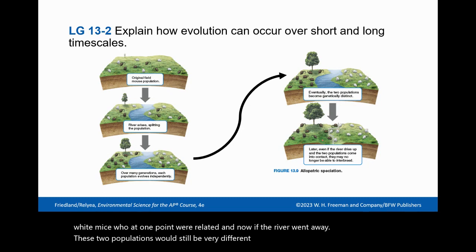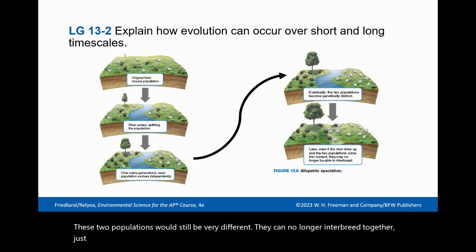They can no longer interbreed together just because they've bred so differently for so long, being separated by a geographic issue such as a river or a mountain or something like that.